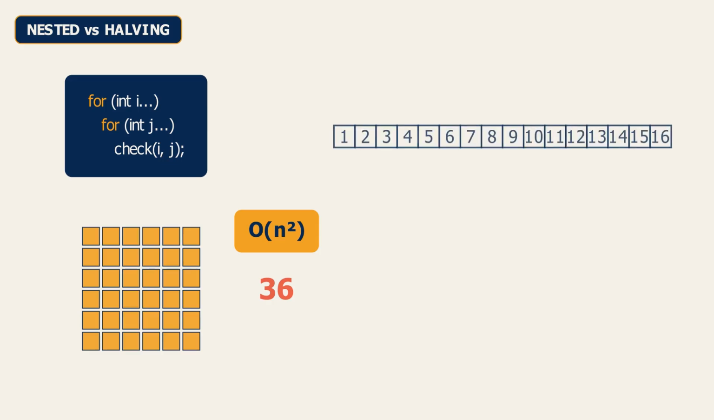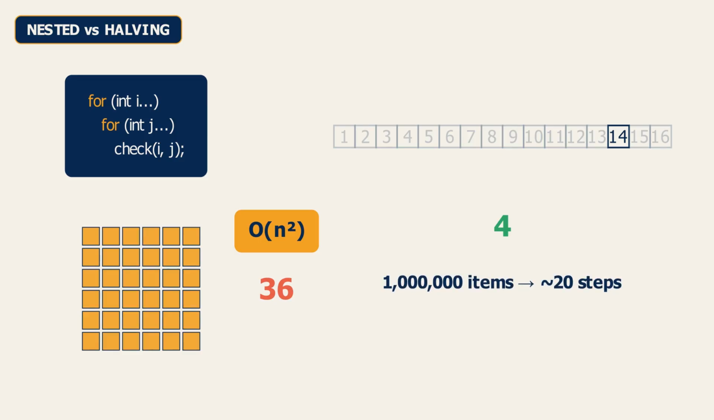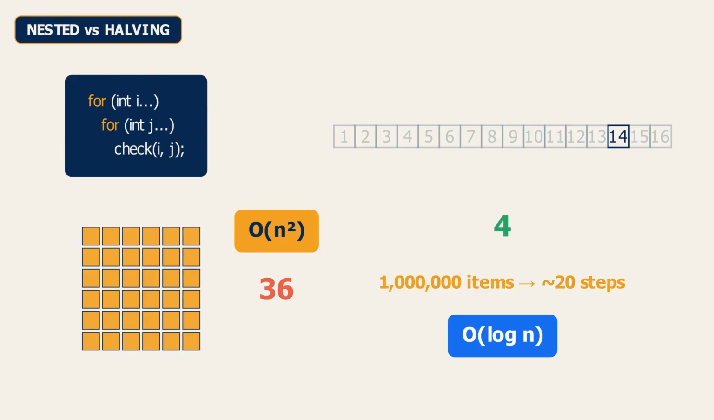Now the beautiful one. Binary search throws away half the remaining data at every step. 16 items take 4 steps. 1,000,000 items? Only about 20. Whenever an algorithm halves the problem each round, that's O of log n. And it's why sorted data is such a big deal.